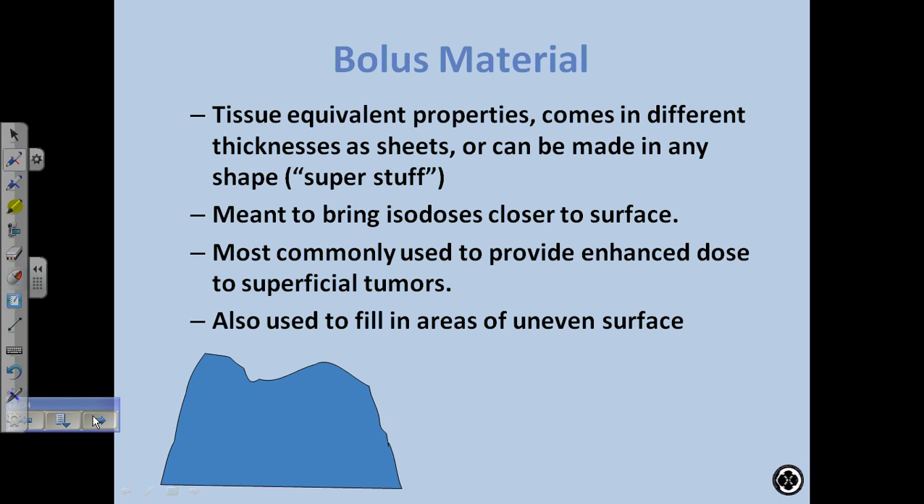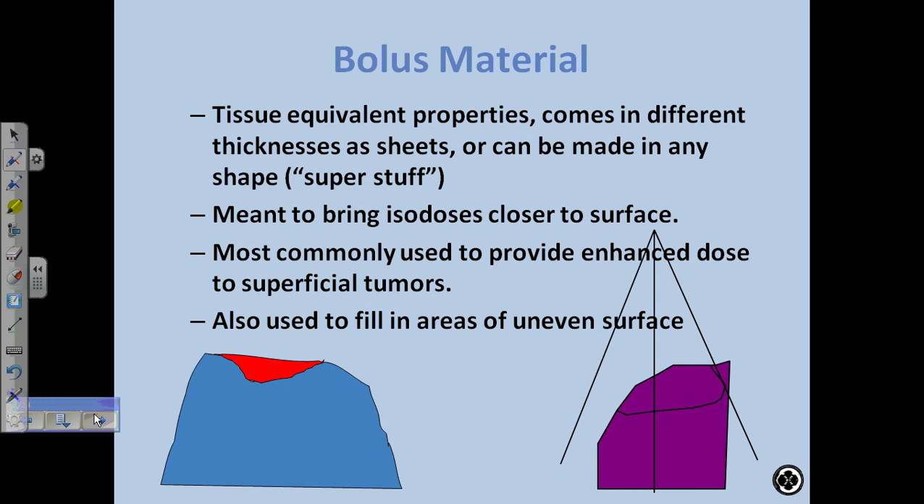Also used to fill in areas of uneven surface. Okay. So if there's a patient that has some uneven surface, usually face or something, because the SSD changes so quickly, we can put some bolus material to even that up. Okay, and there's again a chest wall, and if the tumor is more superficial, we can add bolus material to bring the isodose lines up. We can also use bolus material to prevent from treating too deeply. Okay, but typically most of the cases, 99% of the cases, the bolus material is there to enhance the dose to the skin.